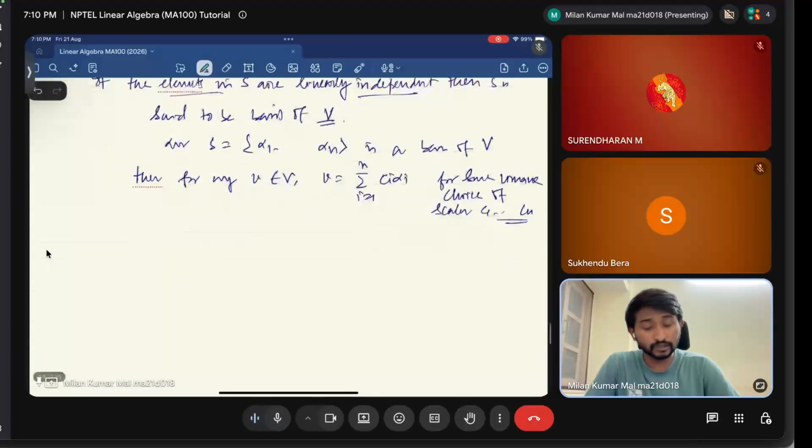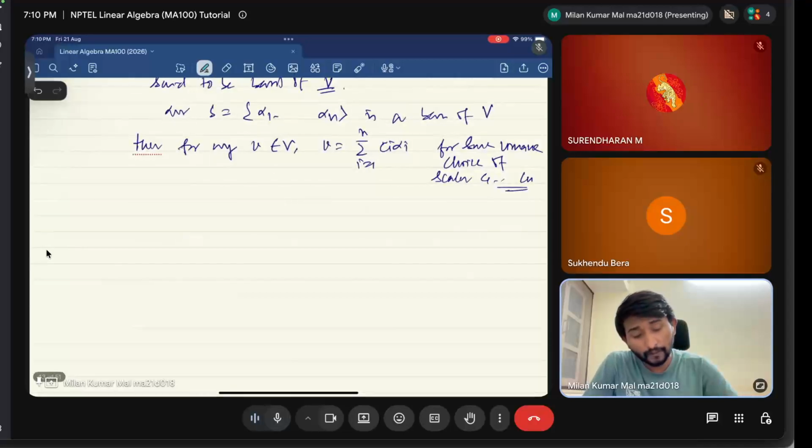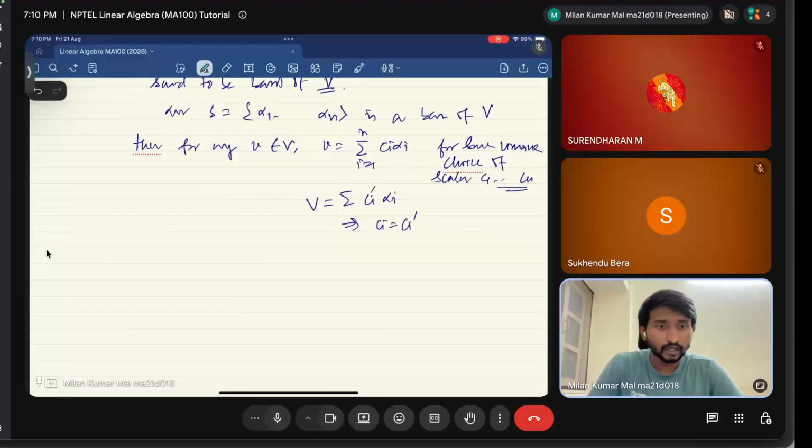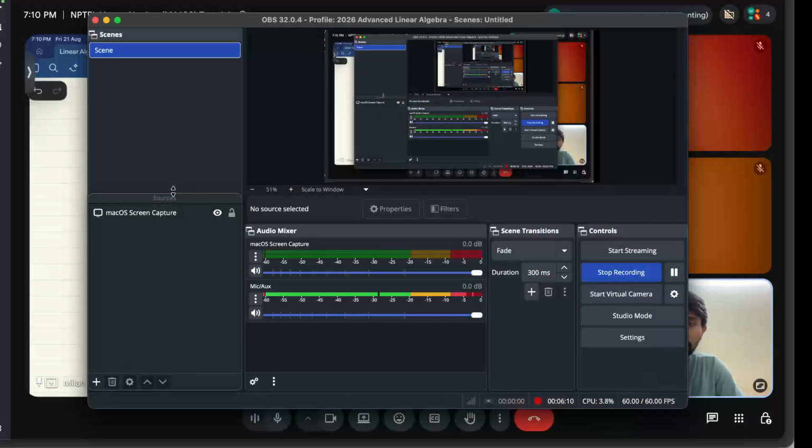What does unique choice mean? Unique choice means that if you have any other choice Ci dash for which the sum of Ci dash alpha i is also V, then that implies that every Ci has to equal Ci dash, corresponding to each i. This is what is meant by unique choice.